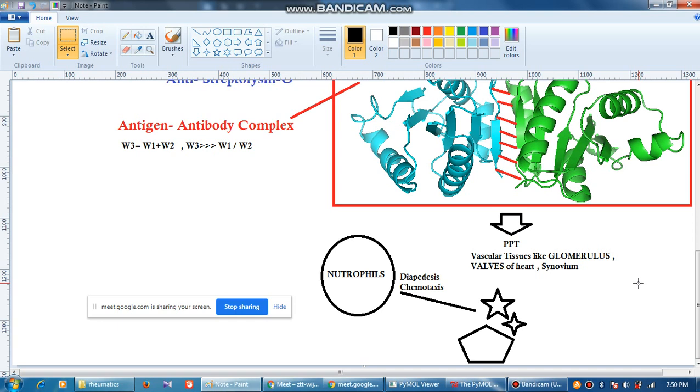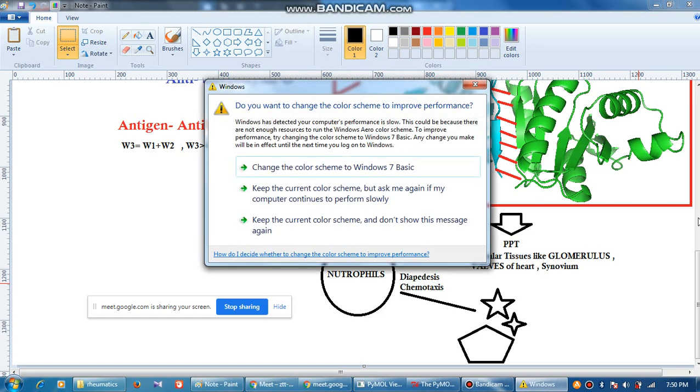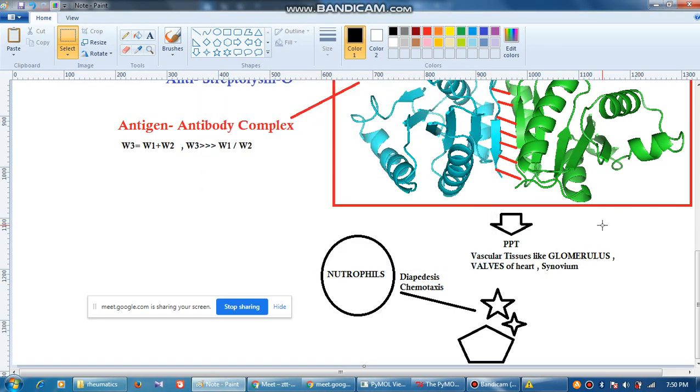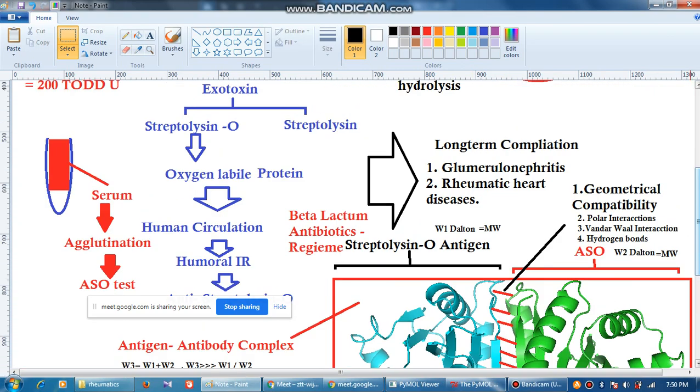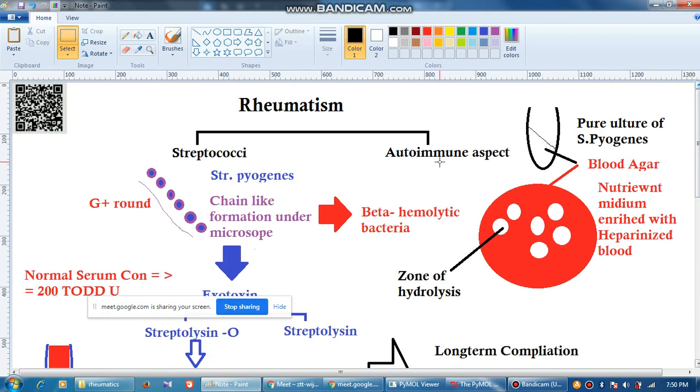So when ASO is very high, 2000-3000 Todd units, it will start this beta lactam regimen. Okay, so this is how the infective role in rheumatism is there, rheumatic fever we will say. There is a completely different autoimmune aspect also, but I do not think I will be able to do justice to this topic today.